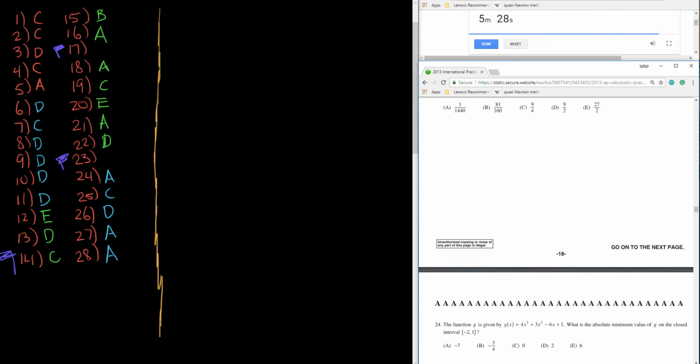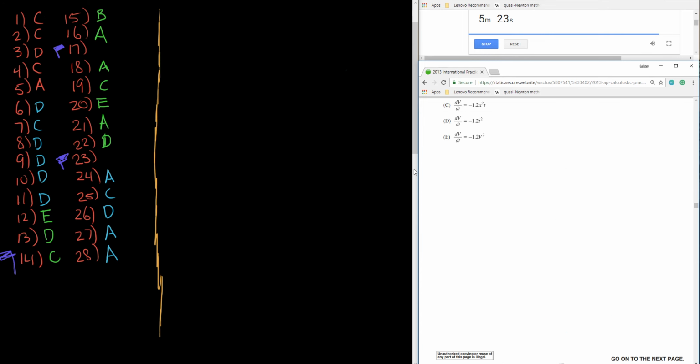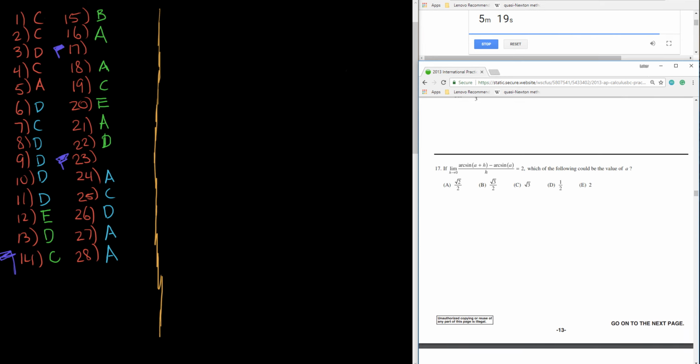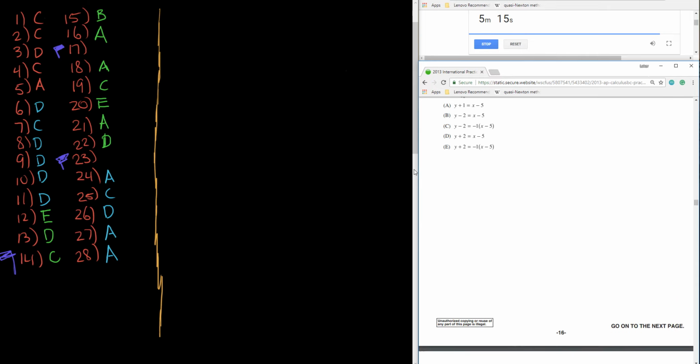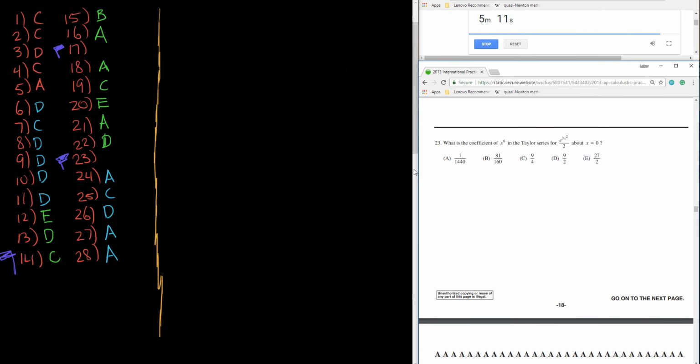Okay, 23. Let's do this computationally intensive one. Actually, that one was less computationally intensive. 17 was the computationally intensive one. Oh no, this is just the arcsine one. Okay, fine. Going back to 23. This is the computationally intensive one. Oh boy.